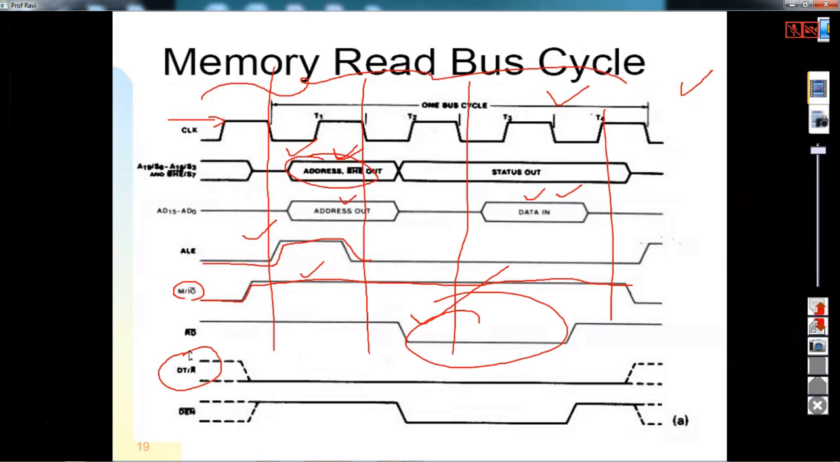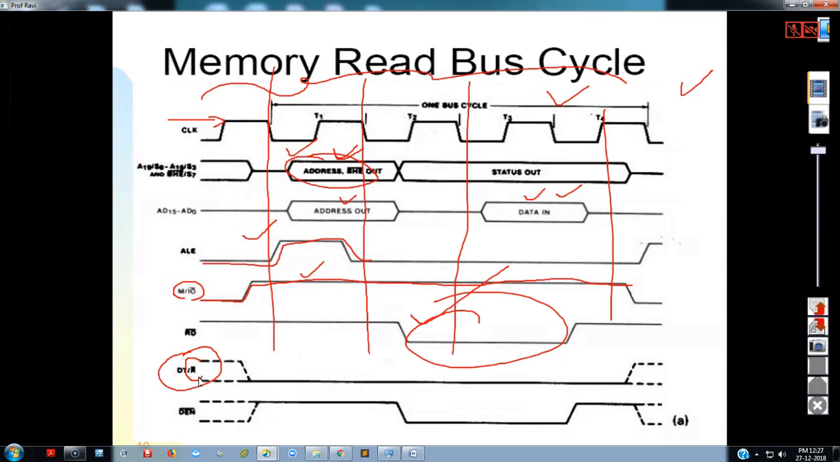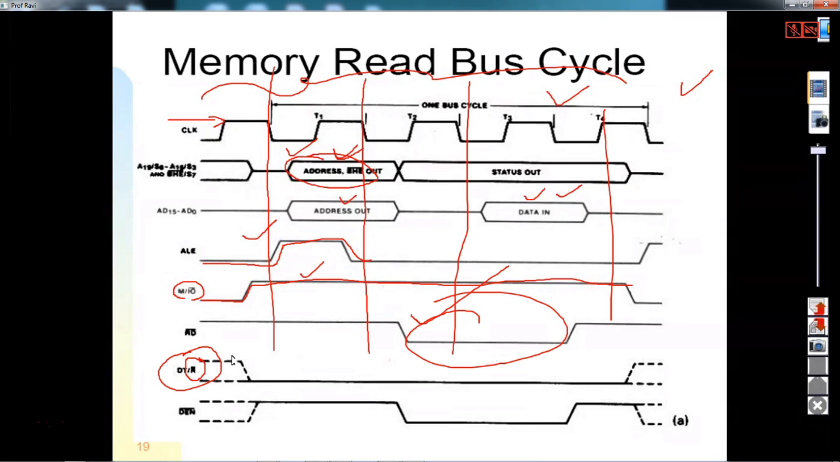So here, what should be the DT/R bar? Memory read operation means from memory you are fetching a byte. When you are fetching a byte from memory, the data is coming into the processor. Into the processor is indicated by using R bar. So when it is low, the data comes in, and this is given to the DIR pin of 245 so that it allows the data into the processor.